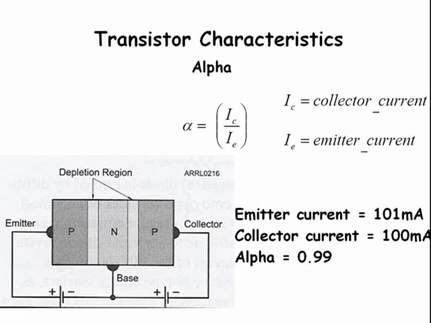The ratio of collector current to emitter current is called alpha. For instance, if the emitter current is 101 milliamps and the collector current is 100 milliamps, the alpha is 0.99.